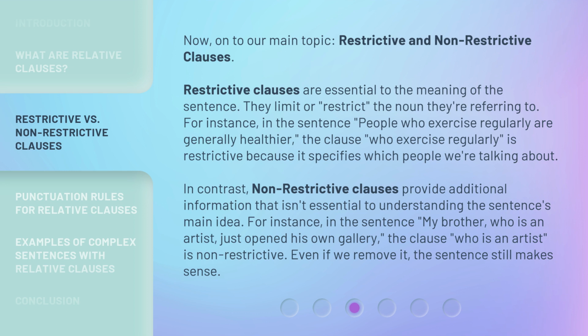In contrast, non-restrictive clauses provide additional information that isn't essential to understanding the sentence's main idea. For instance, in the sentence, my brother, who is an artist, just opened his own gallery, the clause, who is an artist, is non-restrictive. Even if we remove it, the sentence still makes sense.